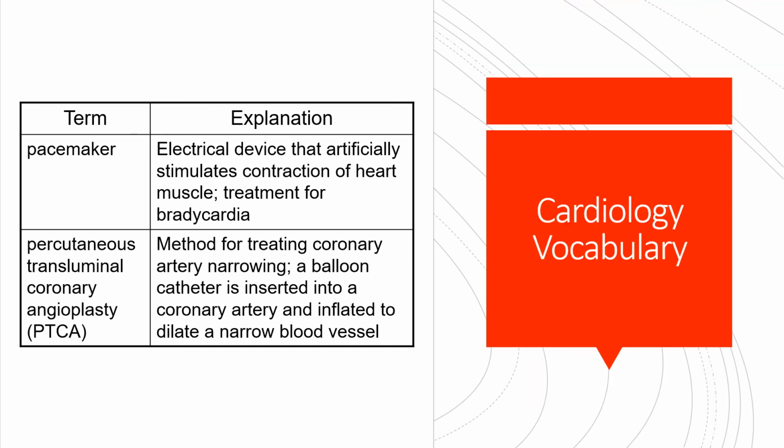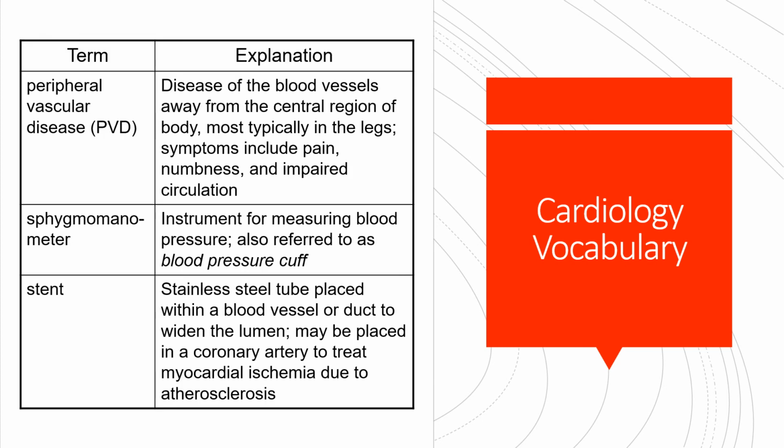Percutaneous transluminal coronary angioplasty, PTCA, is a method for treating coronary artery narrowing. A balloon catheter is inserted into the coronary artery and inflated to dilate a blood vessel that has narrowed. Peripheral vascular disease, PVD, is the disease of the blood vessels away from the center of the body, most typically the legs. Symptoms include pain, numbness, and impaired circulation.